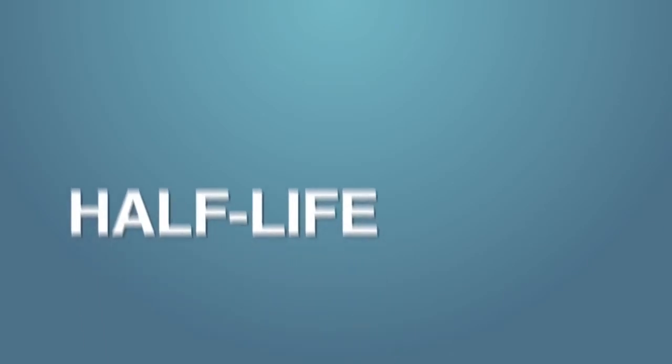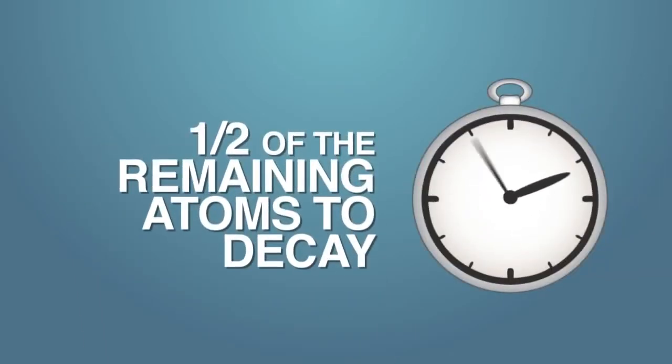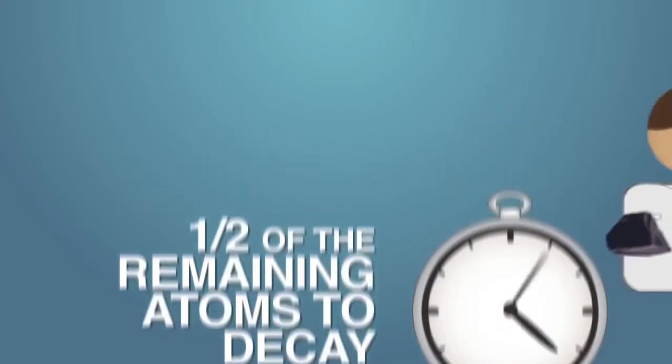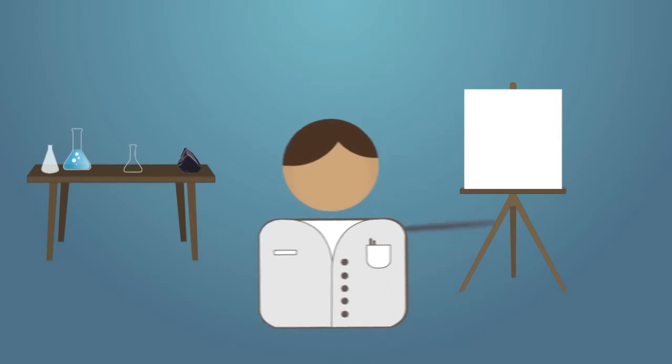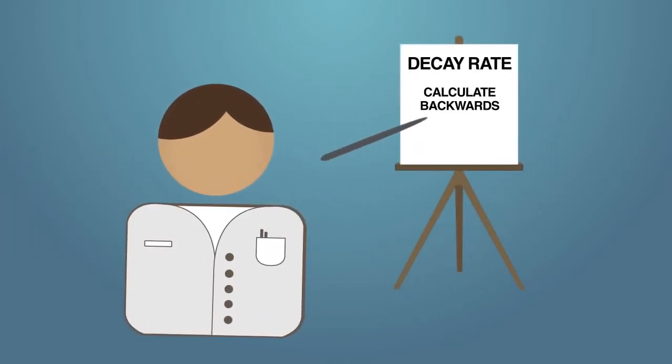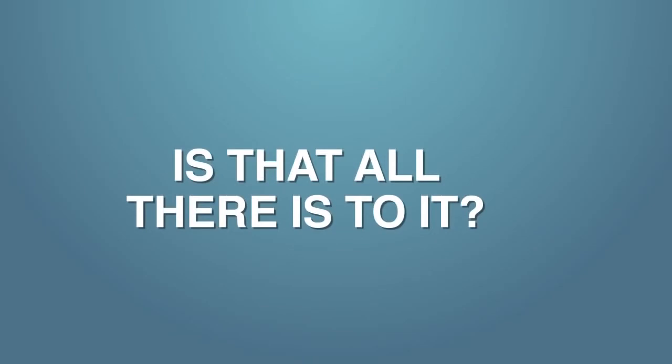The decay rate is measured in terms of half-life. That is the length of time it takes half of the remaining atoms of a radioactive parent element to decay. Now, of course, that can be measured in a laboratory, and it is assumed that since we know the decay rate, we can calculate backwards and come up with the age of the rock. But is that all there is to it? Here's where it gets tricky.